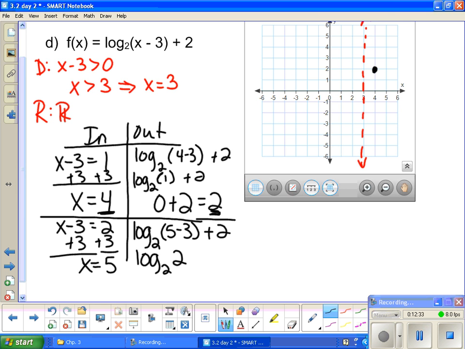Let's do it again for 5. Log base 2 of 2 plus 2. Well, we know from our property that this is equal to 1. And I have a plus 2, so it's 3. So the point is 5, 3. And then there's my graph. Two more.